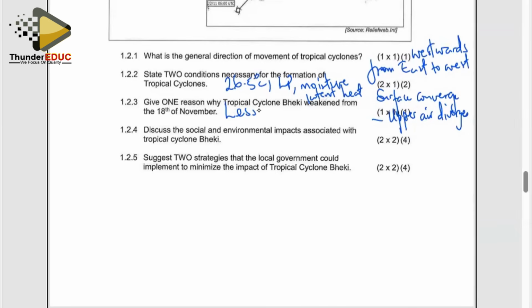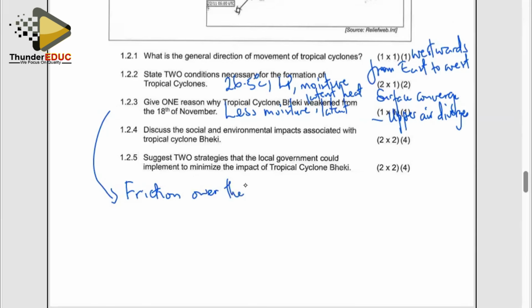If the system is lacking moisture, it is going to weaken. It needs more moisture to be fed, and that moisture must lead to the release of latent heat. So if there is less latent heat being released, the system is going to weaken. So it can be a possible reason that there was less moisture for the weather system. And also, most importantly, we talk about friction over the land.